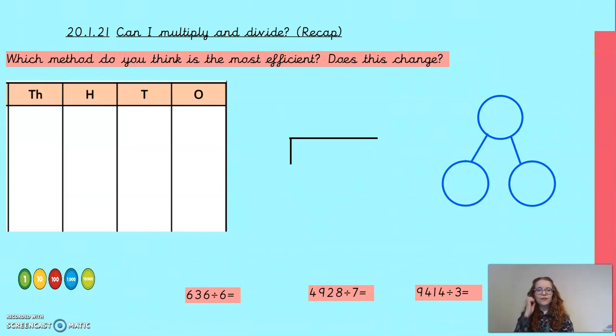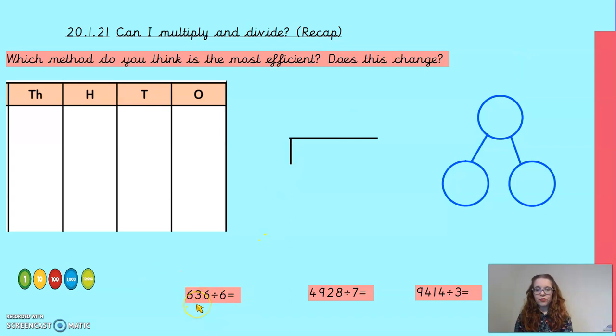Okay, now we have done several different methods for division. We've done our place value, we've done our short division, and we've done some partitioning. I've got 3 questions here, and we're going to have a look at what method we think might be the most efficient. So we've got 3 questions here. Which ones are we going to do? Okay, let's have a look.